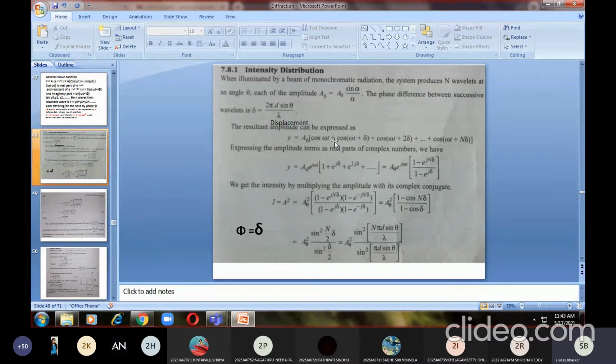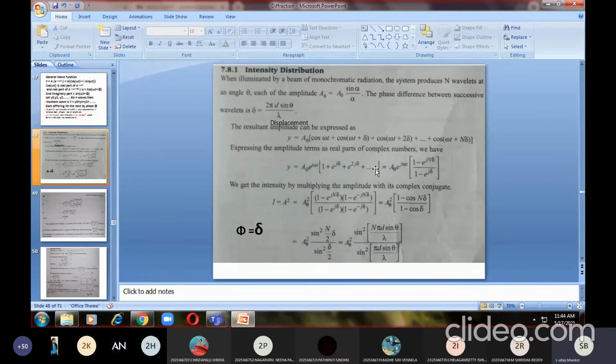Okay, so cos omega t is taken as the real part of a0 e to the power of i omega t. And this has 1, and when you have delta, this is e to the power of i delta, plus 2 delta, this is e to the power of 2i delta, and so on. Now this is a geometrical progression. The one in brackets is a geometrical progression with a multiplication factor of e to the power of i delta.